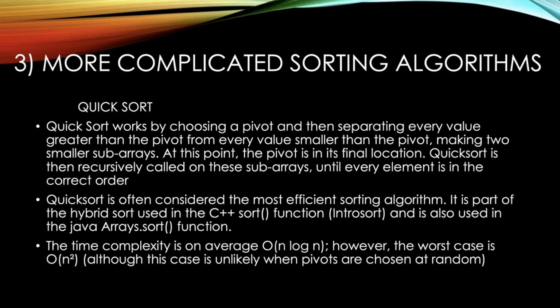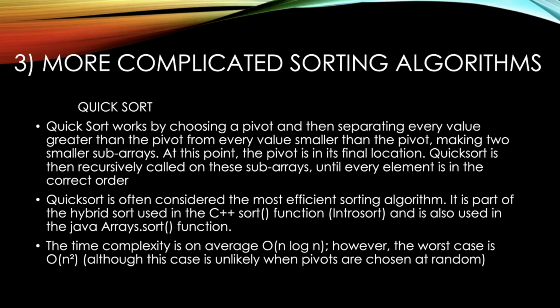Another complicated sorting algorithm is a quicksort. Quicksort works by choosing a pivot and then separating every value greater than the pivot from every value smaller than the pivot, making two smaller subarrays. At this point, the pivot's in its final location, as every element smaller than it is to its left and every element greater is to its right. Quicksort is then recursively called on those subarrays until every element is in its correct order.